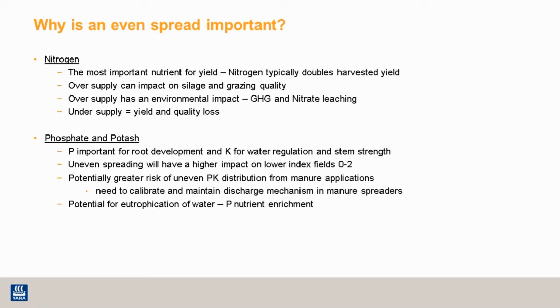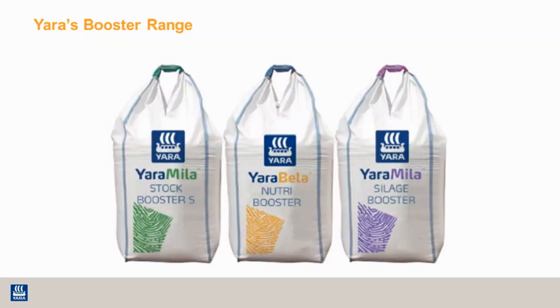eutrophication of water courses. So Yara has a comprehensive range of products that will balance every farm's soil fertility and manure applications. And the Booster range shown here is our specialist grassland range, all containing selenium, which will give animal health benefits. They also contain sulphur and are suitable for cutting or grazing. And just to note that the Stock Booster S product there on the left is marketed in Ireland as Super Booster.